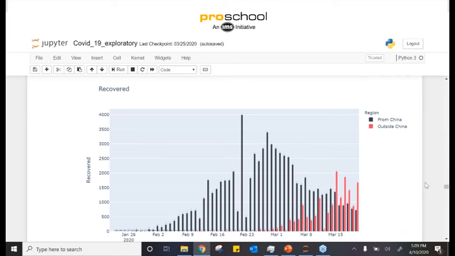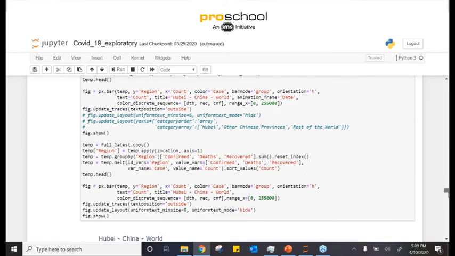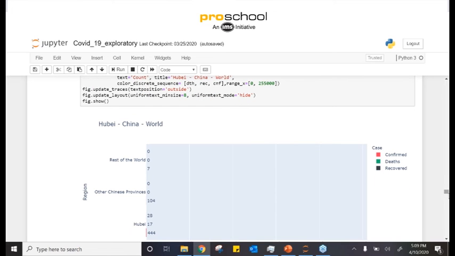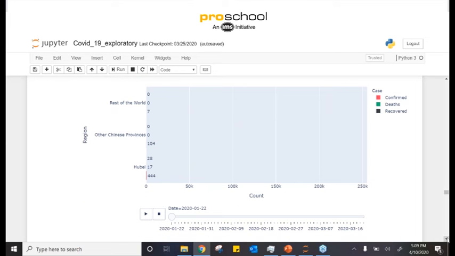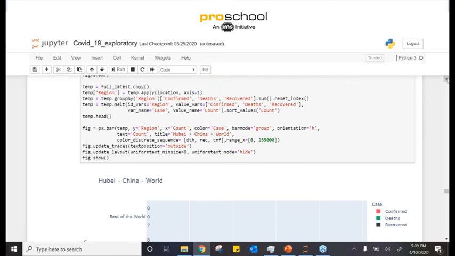Recovery is pretty high in China, and since China is already controlled, it has gone down. The rest of the world has to face it, so they are having this kind of graph. Now, we are almost at the end of the exploratory analysis. Later on, we go to the prediction part.